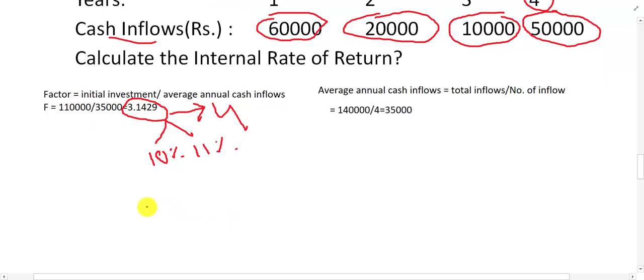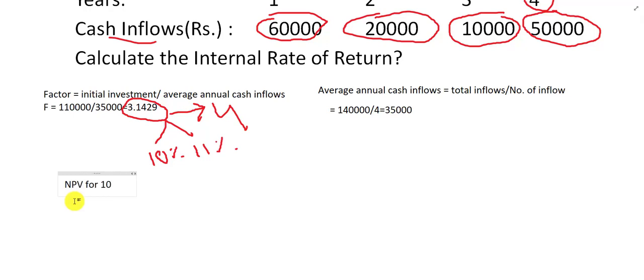Now we have to find out the NPVs, the NPV for the higher rate as well as the NPV for the lower rate, in order to get two NPVs, one positive and one negative. Let us first apply NPV for 10%. But of course, our condition is that one NPV should be positive and one NPV should be negative. If both NPVs are positive or both negative, we will either increase the rate or decrease the rate.